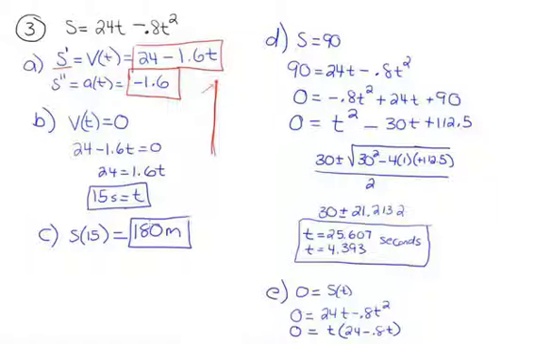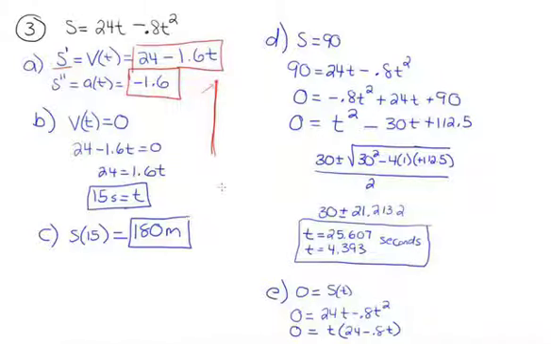Part C asks, how high did the rock go? And so that's just a question of position at time 15. And so I use my calculator and plug in 15 for time into position, and I got 180 meters.